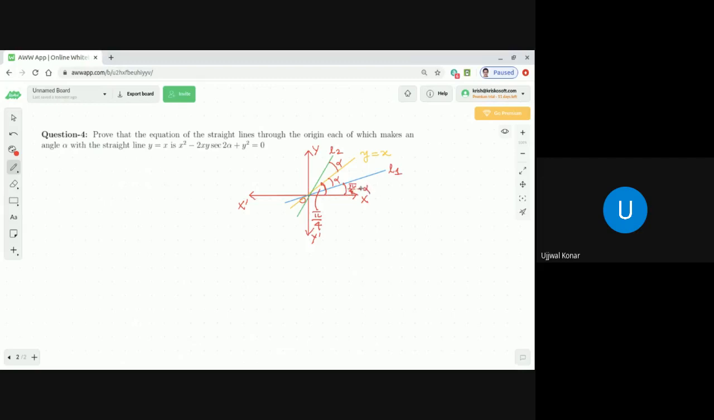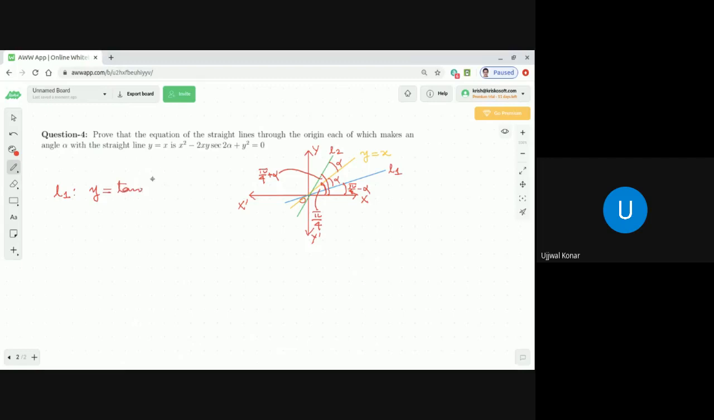Correct? And the straight line L2 makes an angle pi by 4 plus alpha. I hope it is clear to all of you, right? That the straight line L1 makes an angle pi by 4 minus alpha, and the straight line L2 makes an angle pi by 4 plus alpha. So what will be the equation of L1?